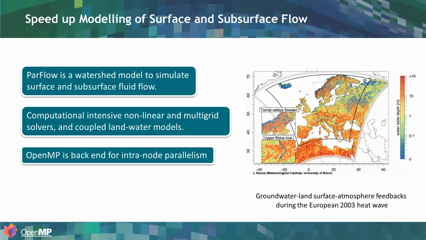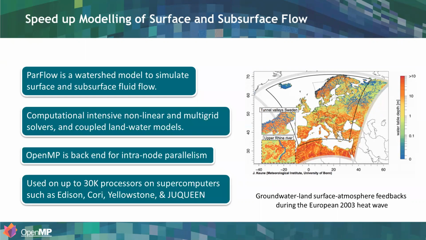ParFlow is implemented as a package with different backends. OpenMP is one of the backends, so that ParFlow can run on intranode systems. It has been implemented in such a way that it can eventually be used on up to 30,000 processors on supercomputers such as Edison, Cori, Yellowstone, and Juqueen.